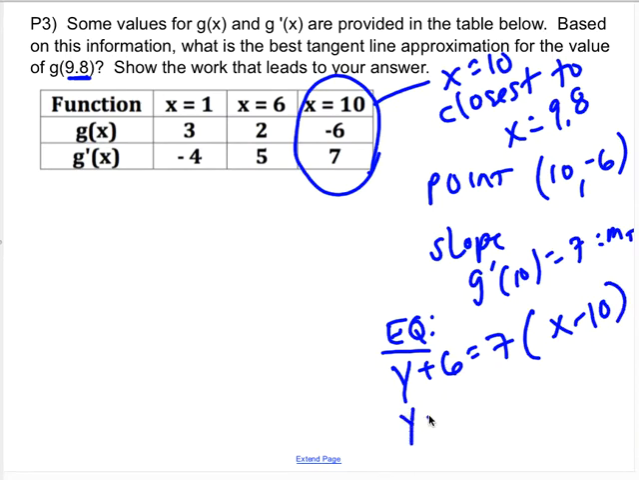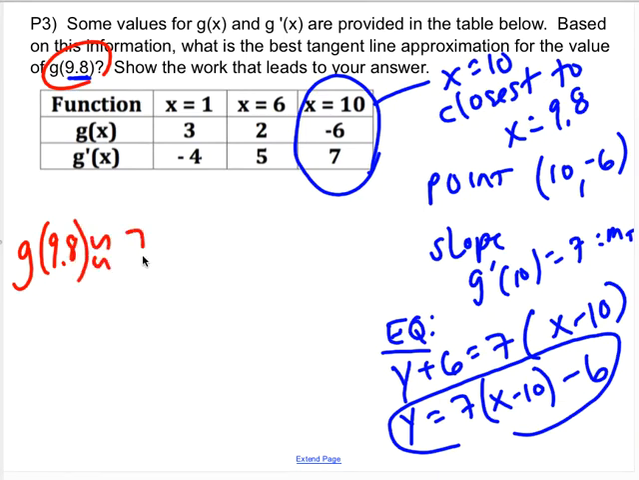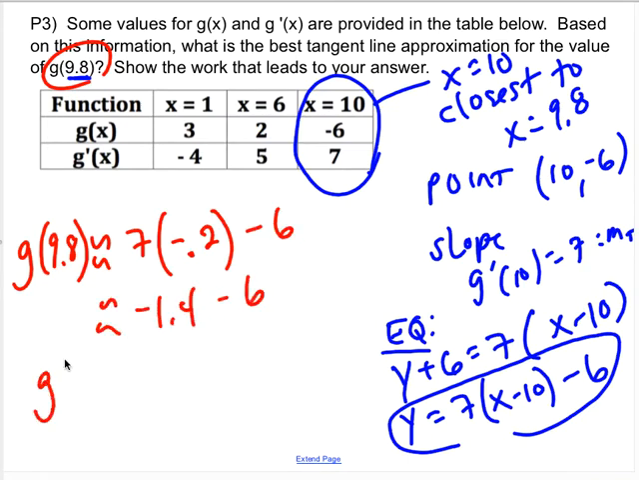y minus the y value equals the 7 and then x minus the 10 in parentheses. So when I subtract that 6 over, I'm going to get 7 times (x minus 10) minus 6, right? So this is what I'm going to use when I'm asked to approximate g of 9.8. g of 9.8 is going to be approximately 7 times -0.2 minus 6. So that's -1.4 minus 6. I get that g of 9.8 is approximately -7.4.